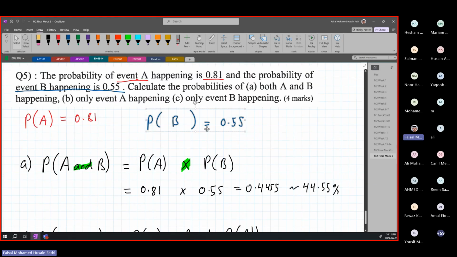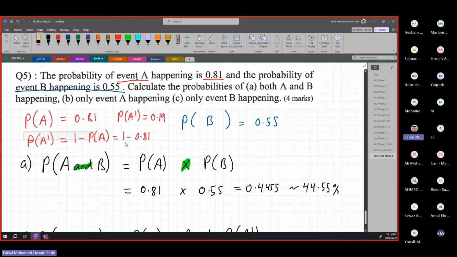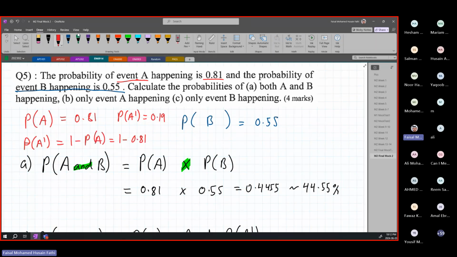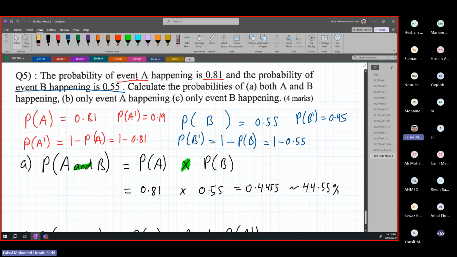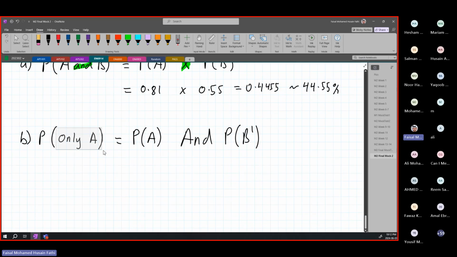If you remember, if I make some space here as well, the probability of A naught is going to be equal to 1 minus the probability of A, which is 1 minus 0.81, meaning the probability of A naught is 0.19. All right? This is how you'd find the probability of naught. Same thing for B. Probability of B naught is going to be equal to 1 minus the probability of B happening. It's equal to 1 minus 0.55. So the probability of B naught is equal to 0.45.